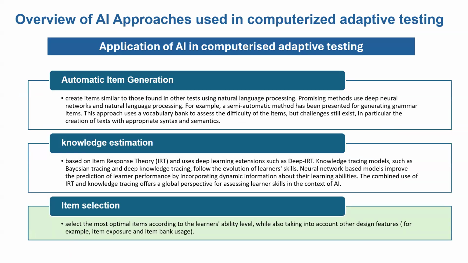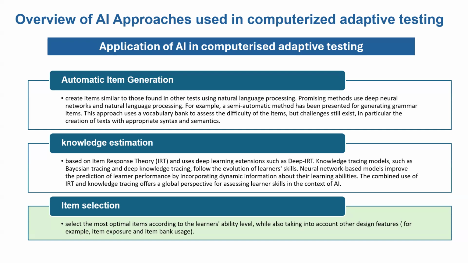Application of AI in computerized adaptive testing. In the field of computerized adaptive testing, the application of AI has shown great promise, particularly in three key areas. Automatic item generation, by creating items similar to those found in other tests using natural language processing, a promising method using deep neural networks and natural language processing. For example, a semi-automatic method has been presented for generating grammar items.